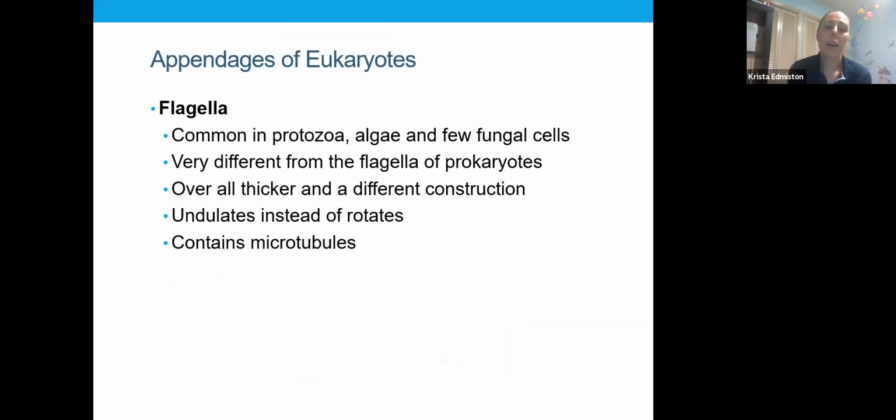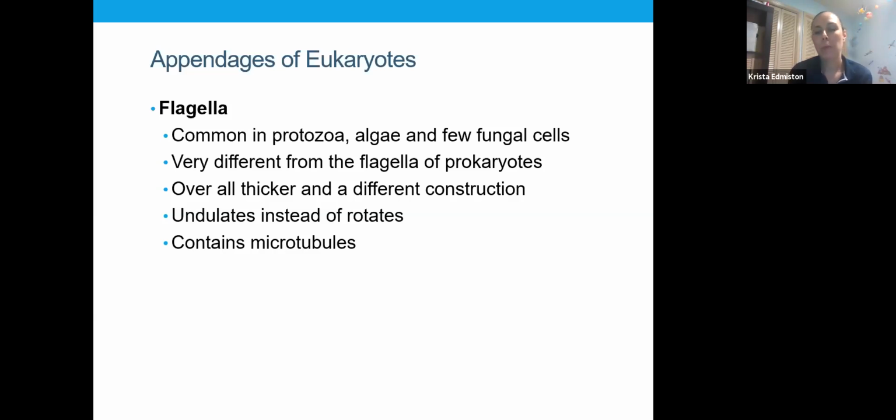So some eukaryotic microbes have flagella. They are found in protozoa, algae. Again, when you guys looked at that pond water, you may have seen little swimming eukaryotes in there. Very few of the fungal cells will have flagella, and none of the ones we will talk about today will have any sort of structures for movement.